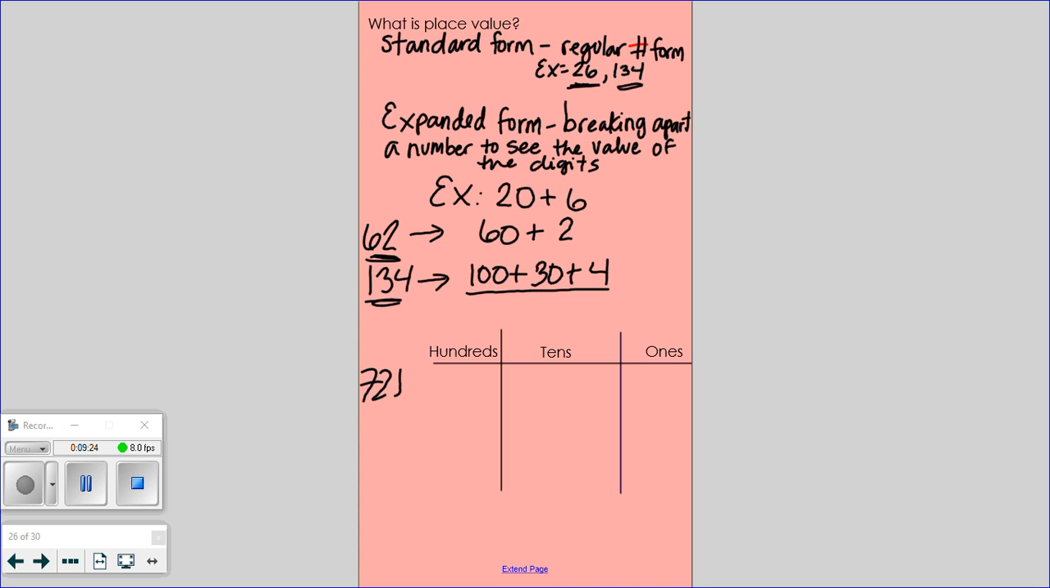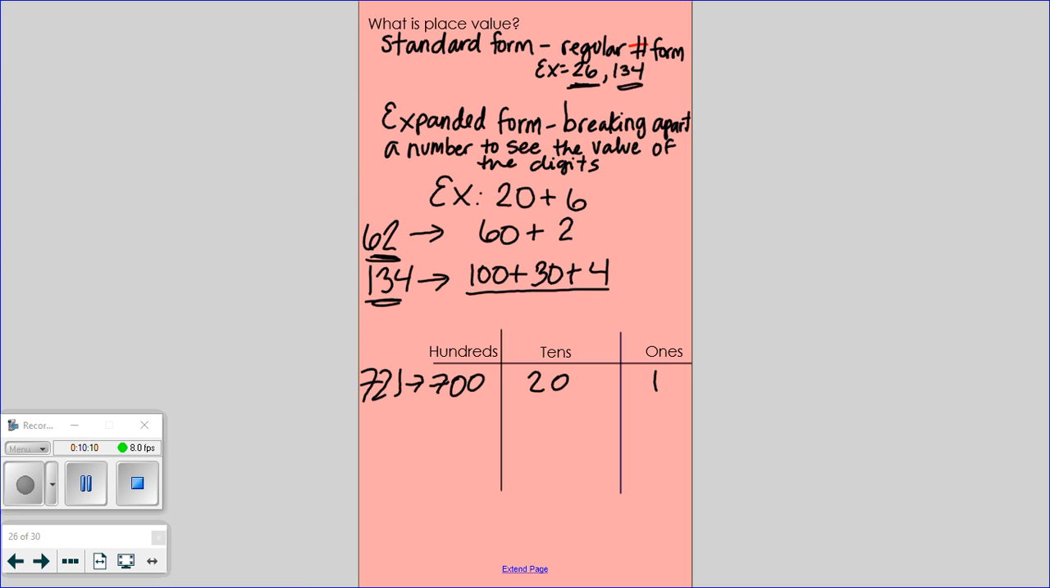Which digit is in the hundreds place? Eric? 7. So that 7 really means 700. We've just smushed it down. Which digit is in the tens place? Kylie? 2. But we know that that 2 really does mean 20. What about the ones? Which digit is in the ones place? William? 1. So that 1 really does mean 1.